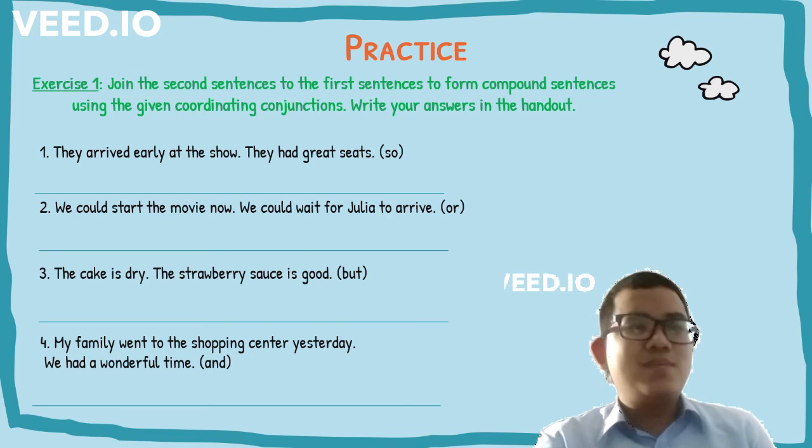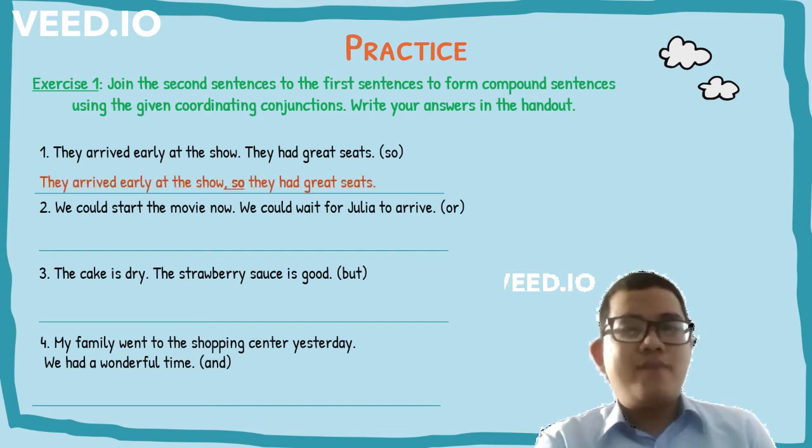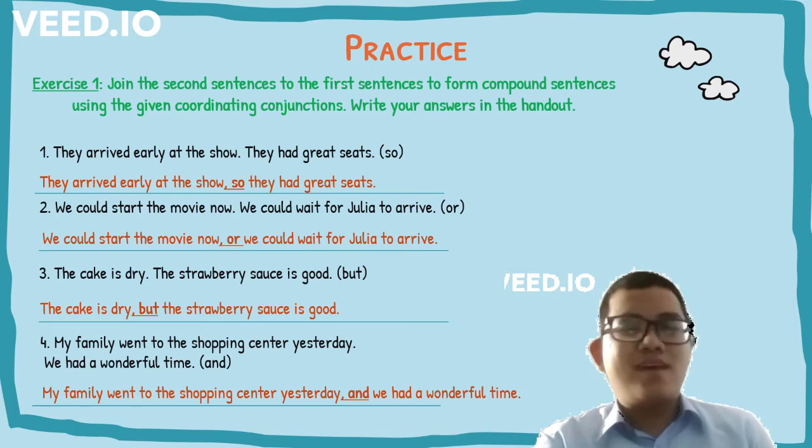We have the simple sentences, they arrived early at the show, they had great seats, and the conjunction so. Combining those and with a comma in the middle, we have our answer, they arrived early at the show, comma, so they had great seats. Pause the video to do the remaining 3 by yourself. And the rest of the answers are here.